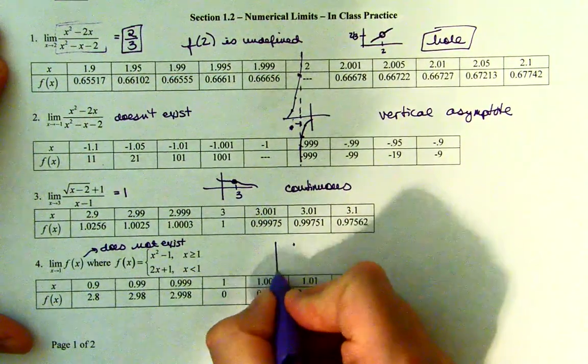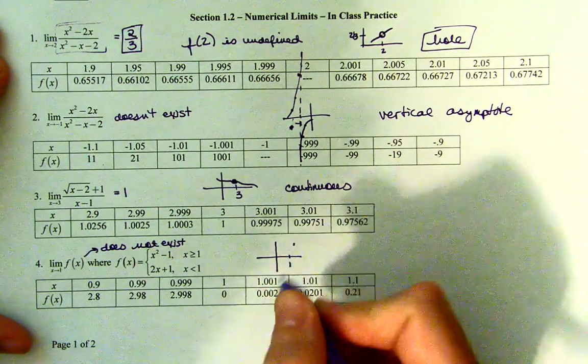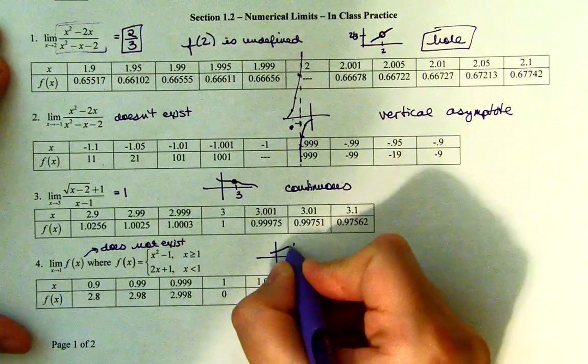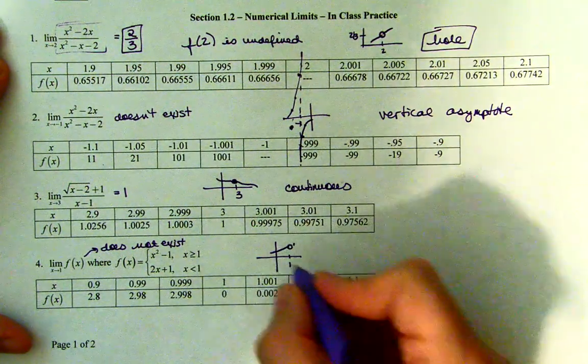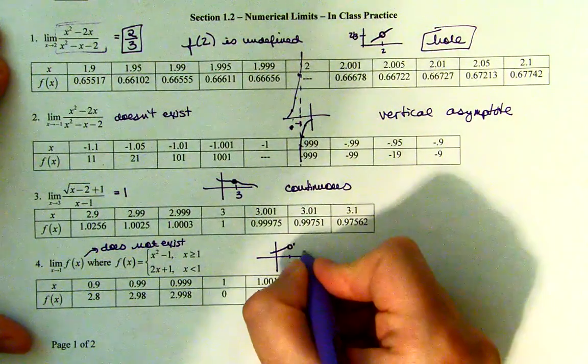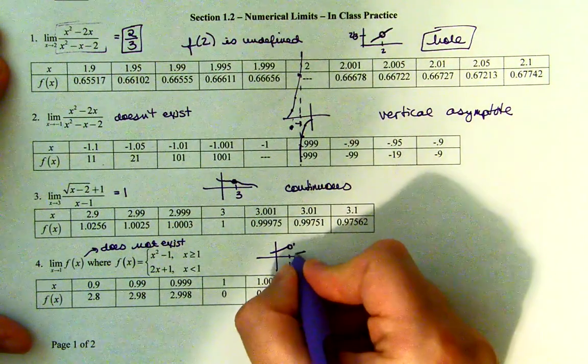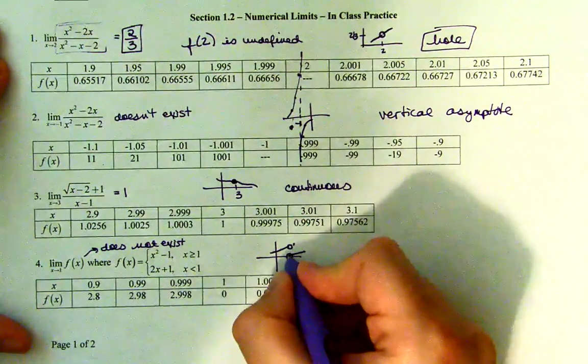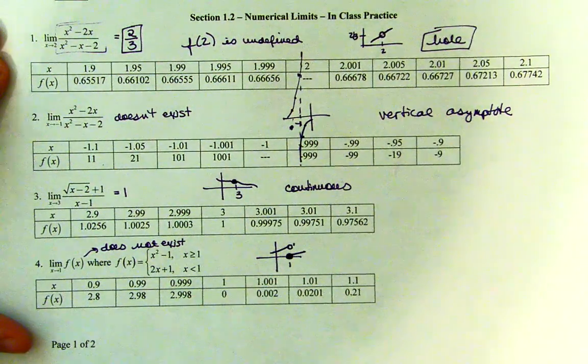And what's happening on the graph over here? Well, let's see. I'm getting close to 3 as I approach it from the left side. Getting close to 0 as I approach it from the right side. f of 1 is 0, so it's filled in over there. I've got a jump.